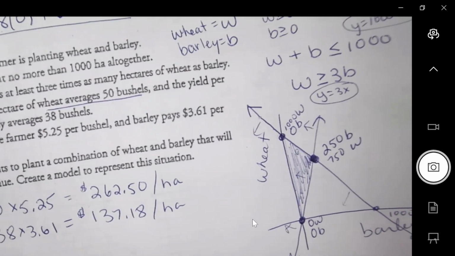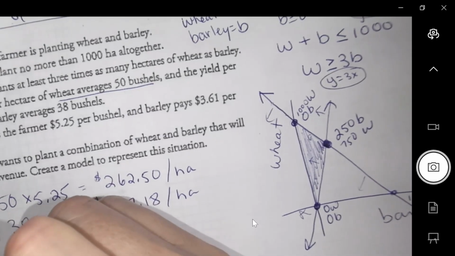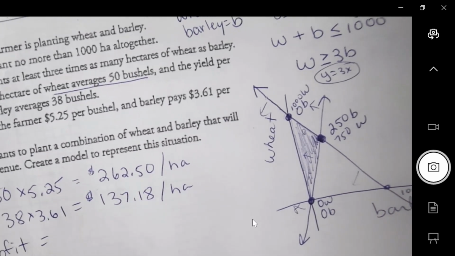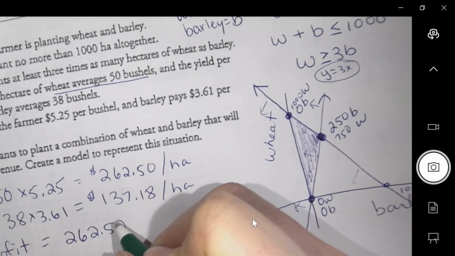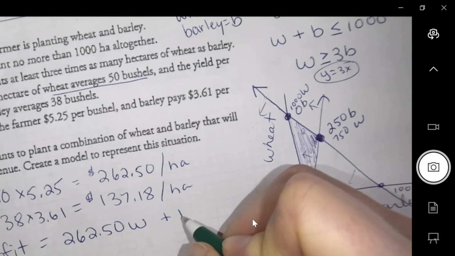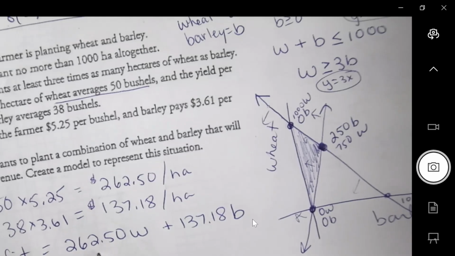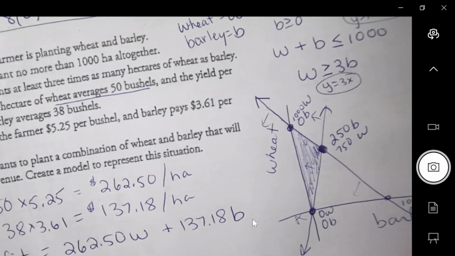So the money, so what should we call it? Profit, revenue? What do you want to do here? Profit. Your profit will be 262.50 W plus 137.18 B. How much money you make per wheat hectare? How much money you make per barley hectare?